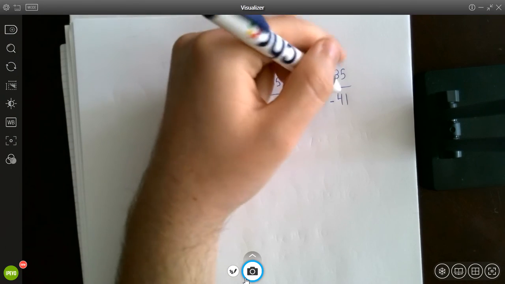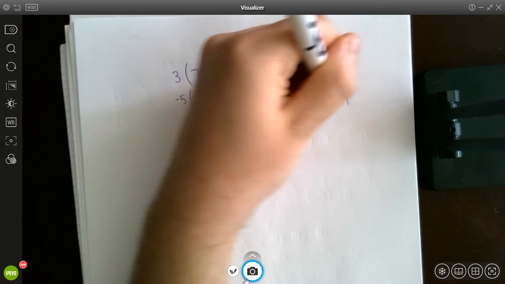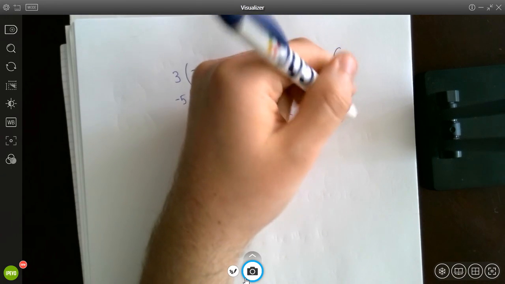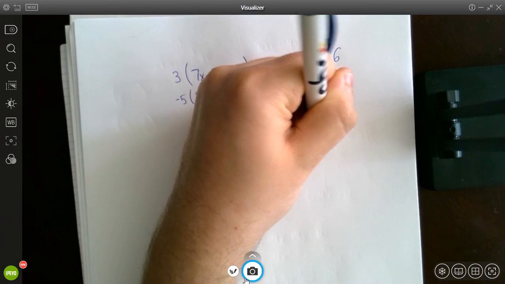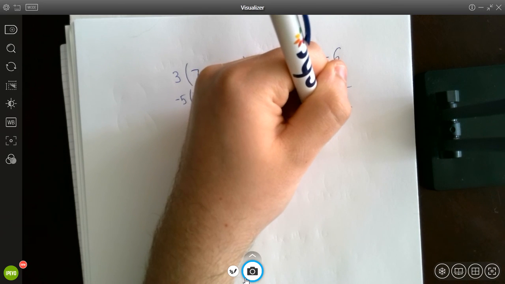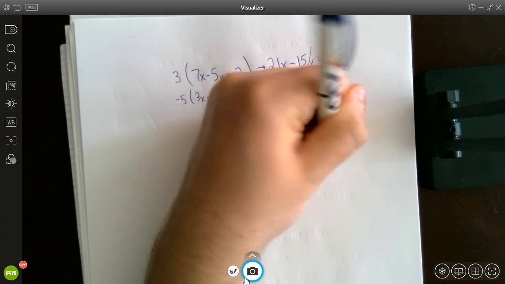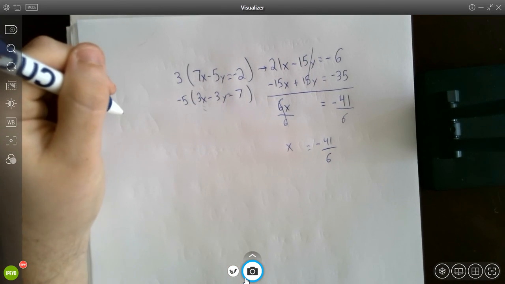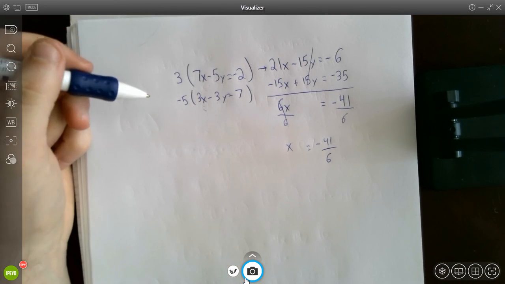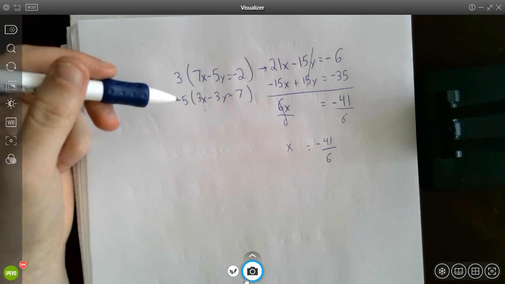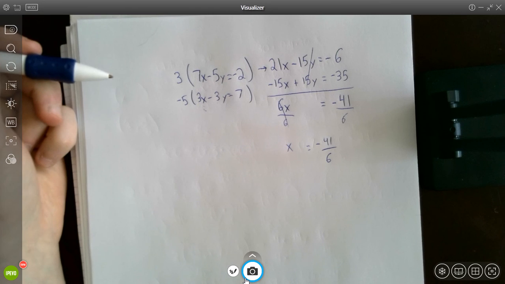And from here, divide each side by 6. And that'll tell you that x is equal to negative 6 and 5/6, or we can just call it negative 41/6. So that's not a really nice value to work with there, but we can still use that as something in either one of our equations to get to an answer.